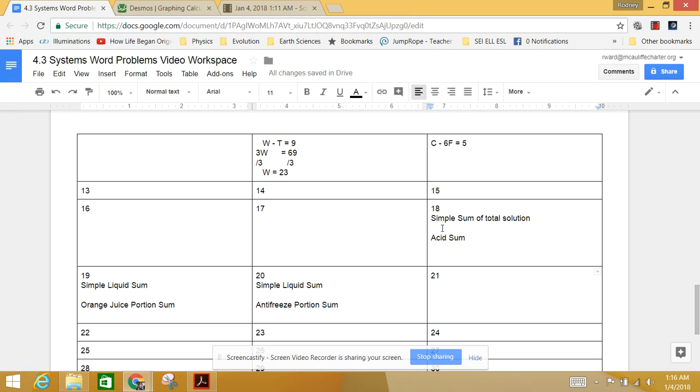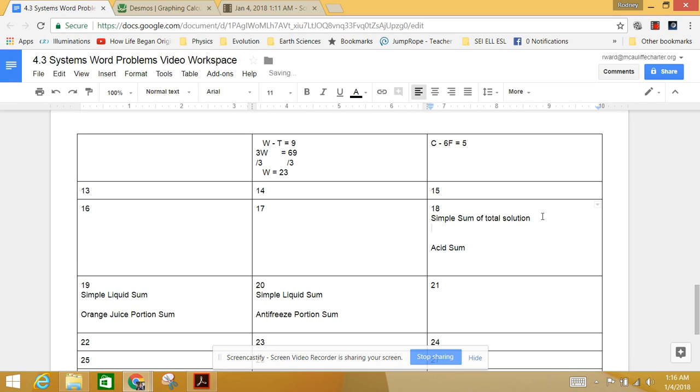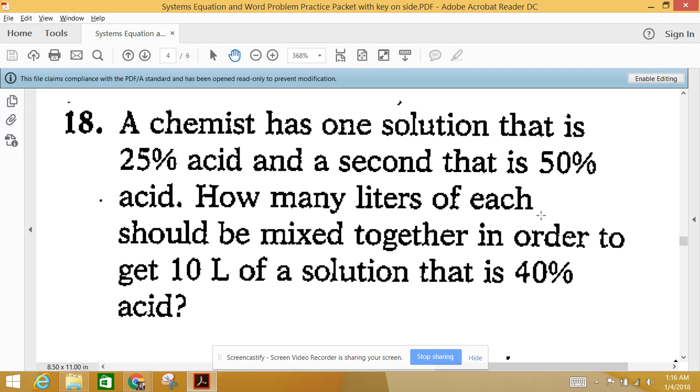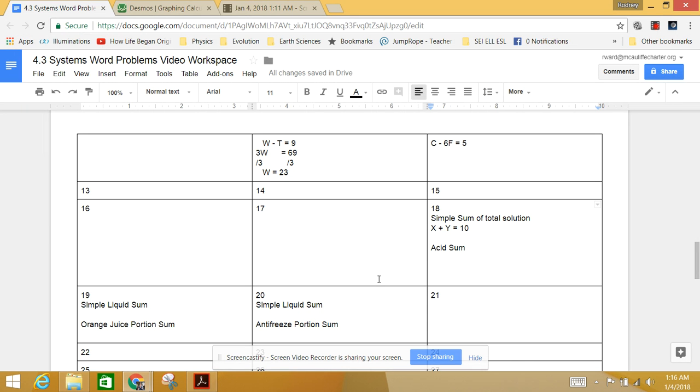So I'm going to go in here and do my simple sum. I've got my X solution and my Y solution, and they add up to 10 liters. Then I'm going to come up with a new sum, which is my acid sum. This is actually a sum of the portions of each one that will be acid. I know that in the end I need 10 liters that are 40% acid, which means in the end I'm going to have something that equals 0.4 times 10, which will ultimately just be 4.